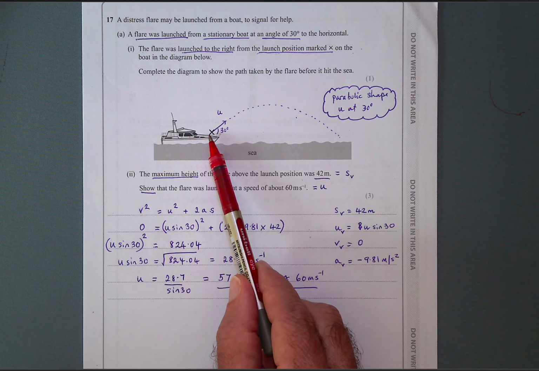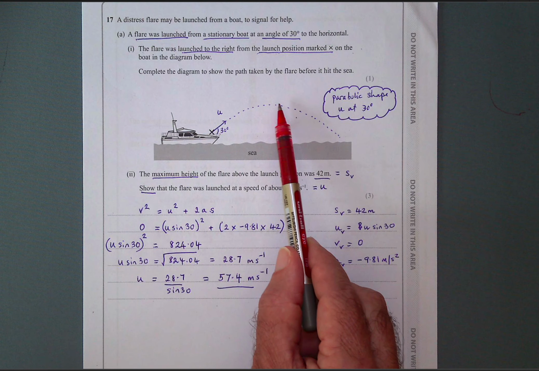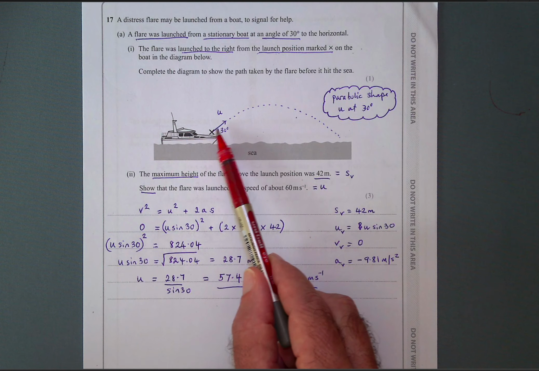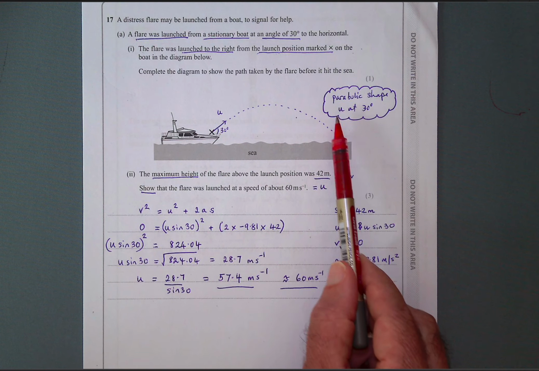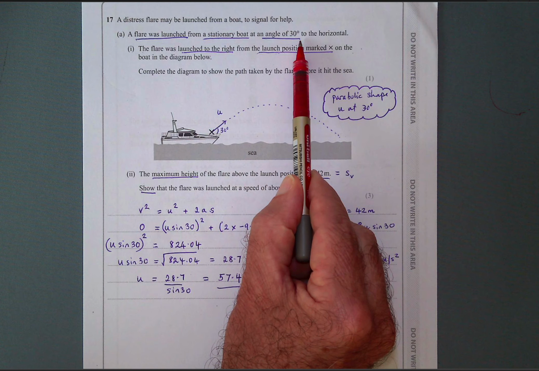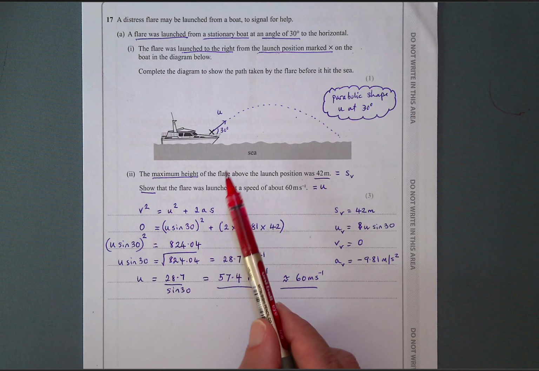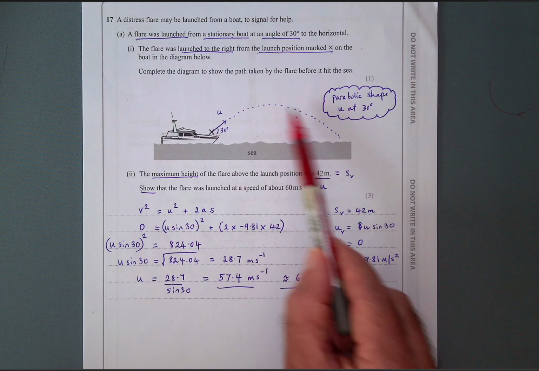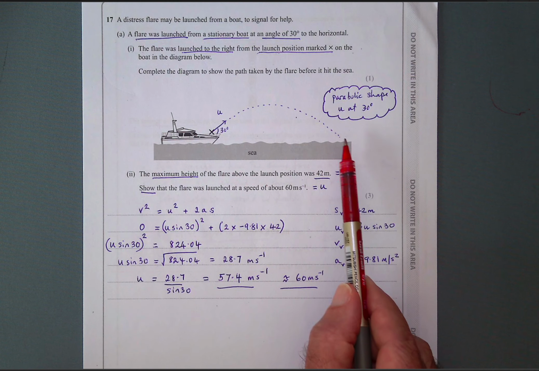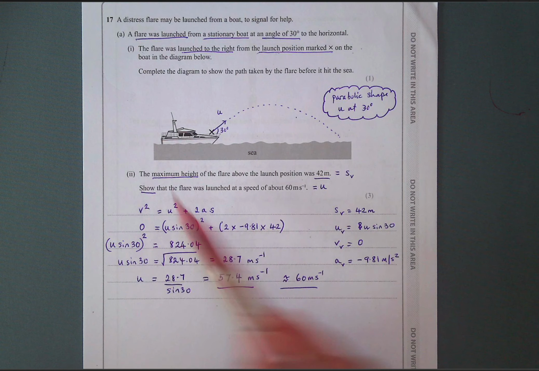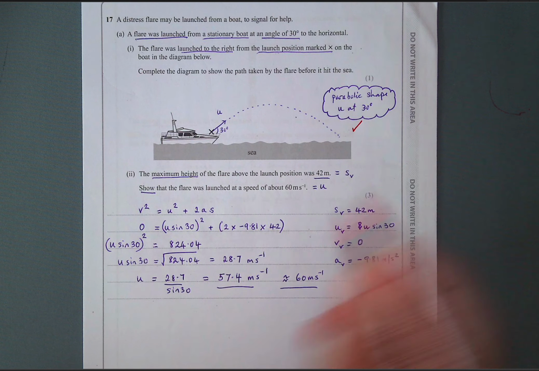So basically they just want you to show the kind of path, the parabolic shape, starting off at an angle of 30 degrees with the initial velocity u in a direction that they've told us, which is the angle of 30 degrees. That's all we know. Okay. So that's part one, just simply drawing the parabolic shape, and you'll get a mark for that. I would give myself a mark for doing this.